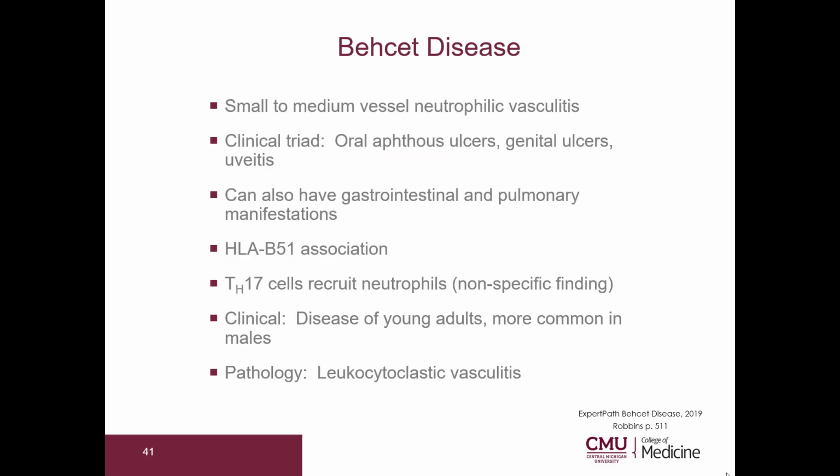This is a small to medium vessel neutrophilic vasculitis. It has a clinical triad of oral aphthous ulcers, genital ulcers, and uveitis. It can also have gastrointestinal and pulmonary manifestations. It has an HLA-B51 association. Th17 cells recruit neutrophils, however, this is a nonspecific finding. Clinically, this is a disease of young adults and is more common in males. The pathology is that of leukocytoclastic vasculitis.